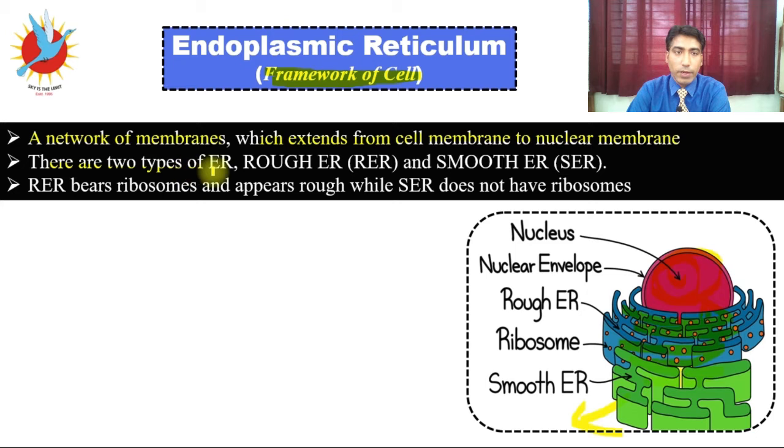There are two types of endoplasmic reticulum: rough endoplasmic reticulum, in short RER, and smooth endoplasmic reticulum, SER. Why are they rough or smooth? Here you can see that this area is rough endoplasmic reticulum because small orange-colored granules, known as ribosomes, are present here, but in this area no ribosomes are present. So this area looks smooth, and that is why it is called the smooth endoplasmic reticulum, while due to the presence of ribosomes this area looks rough, and that is why it is called rough endoplasmic reticulum.